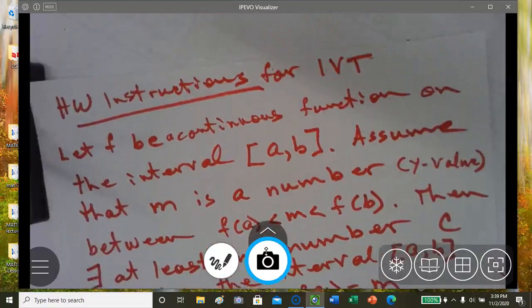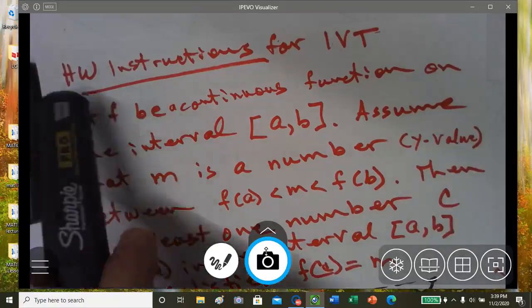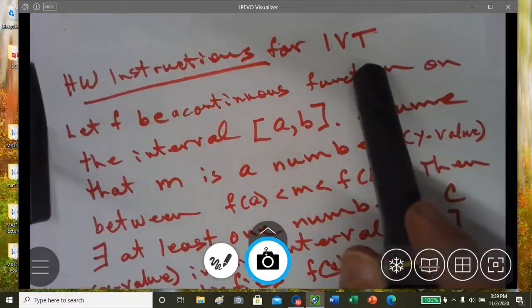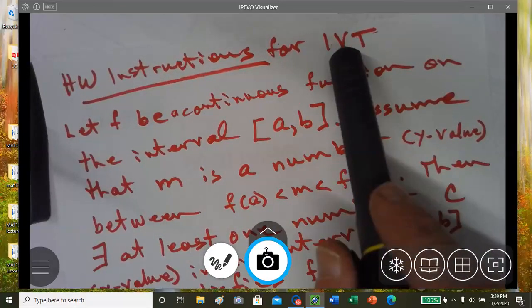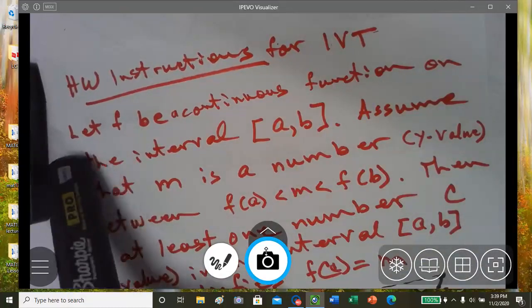Okay, we're setting up. So we proved the intermediate value theorem in the previous video. Now we're going to take a look at the homework instructions for proving, using the intermediate value theorem, that a function can be solvable.